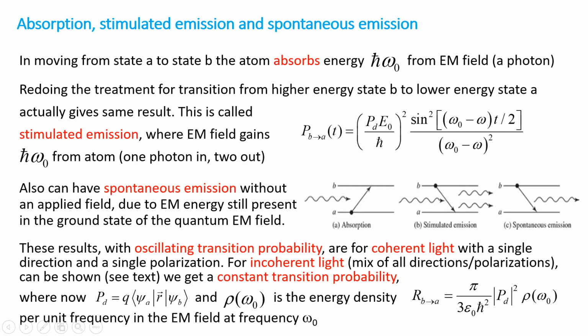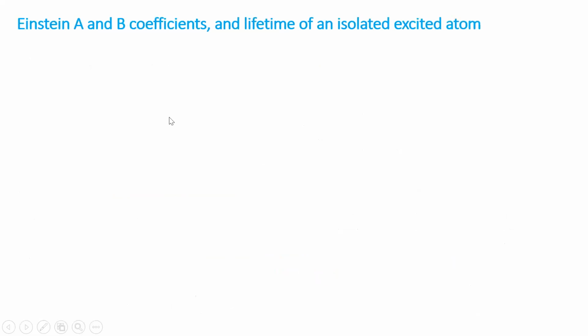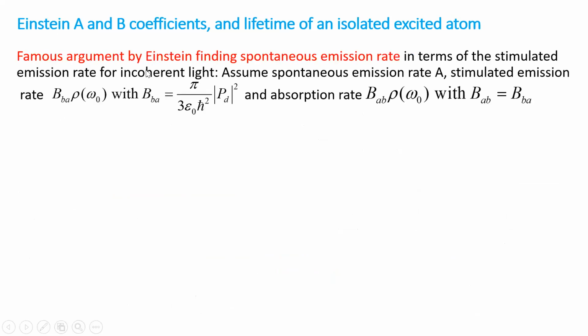Okay, so let's talk about Einstein's interesting argument and how it connects to the lifetime of an isolated excited atom. So there's a famous argument by Einstein where he was able to find the spontaneous emission rate in terms of the stimulated emission rate for incoherent light.